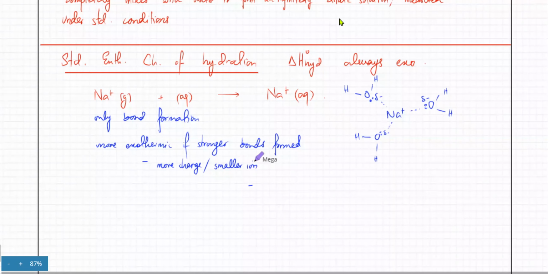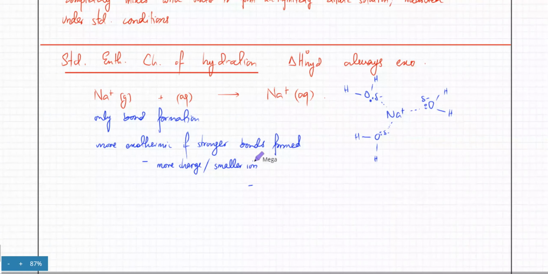So two factors are going to matter. The enthalpy change of hydration would be more exothermic if you can make stronger bonds, and they can be formed by smaller ions because they would be closer to each other. So there's going to be more attraction, and the other factor is that they would also have more charge. Is this clear to everyone? Yep.